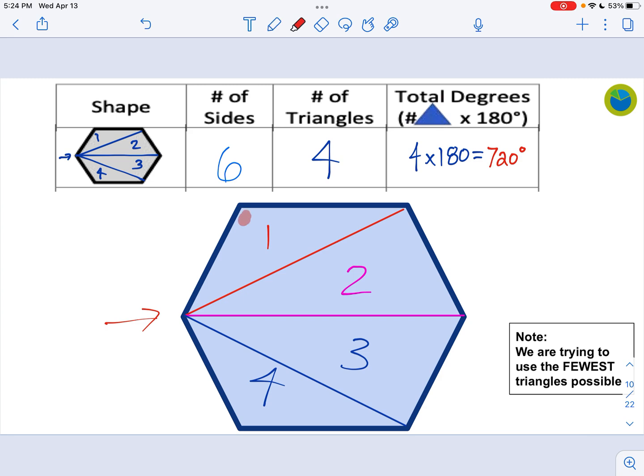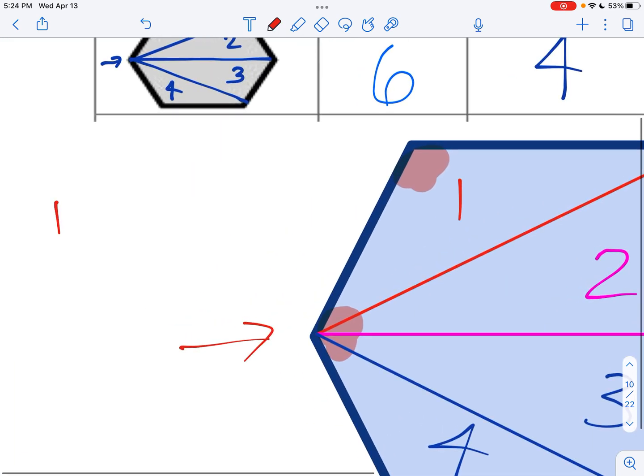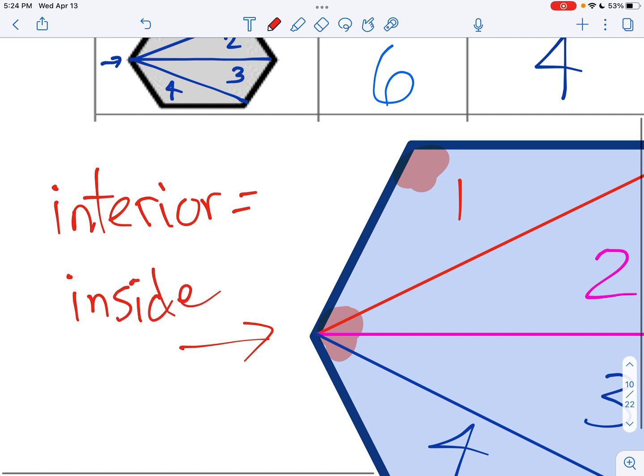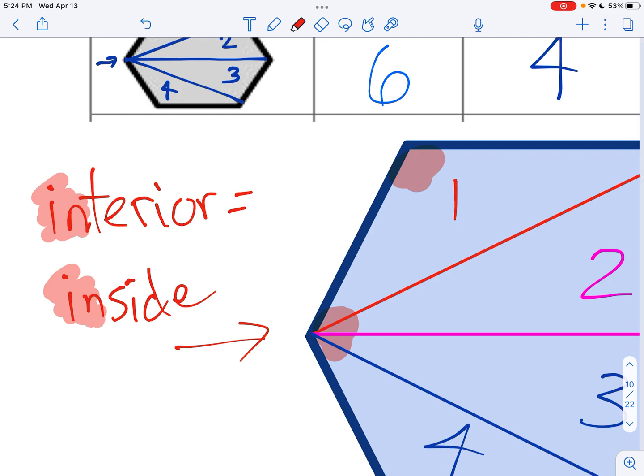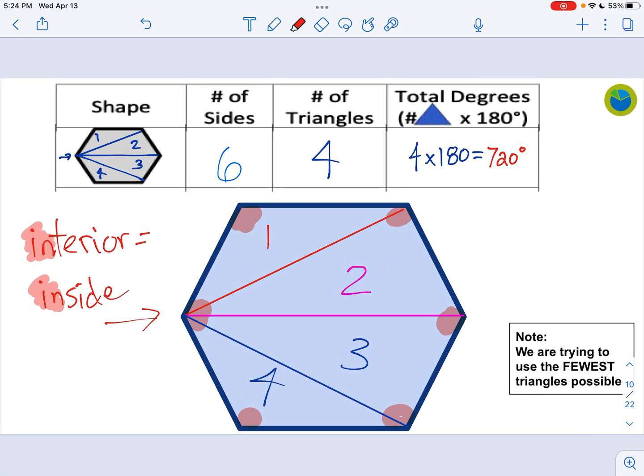If we added up all the interior corners, these are called interior angles, they are inside. Let me write that down for you. Interior equals inside. They both have that in at the beginning. Interior means the inside angles. If you add them all up, you'll get 720 because there are 4 triangles hiding inside.